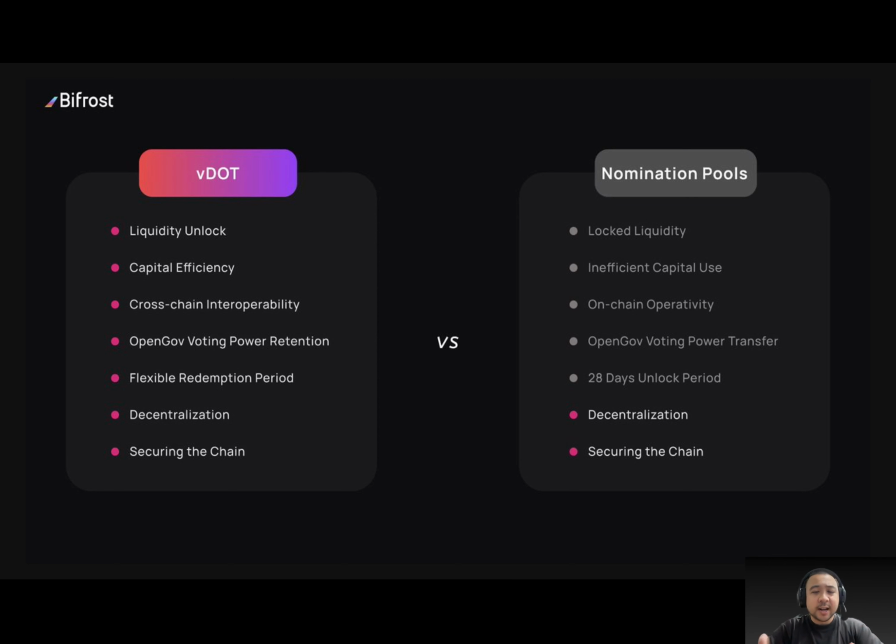That means instant, right? Flexible means it could be instant or it could be longer, up to you, whichever you like, right? Because you're holding this VDOT representation, that means you can just swap directly into the pool and you get your DOT out immediately, super fast. Or you can swap your VDOT to stable coin immediately, or any other coins you want, immediate, right? So that you can go in and out of your position super fast. Of course, it's decentralized and it's securing the chain. It's securing Polkadot for the ecosystem. So it's a super nice thing, right?